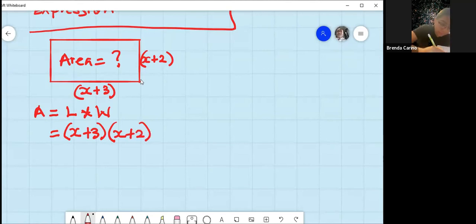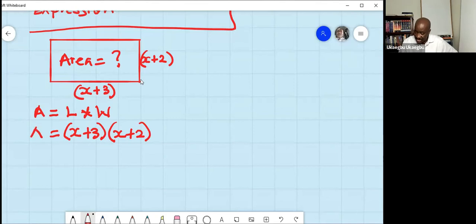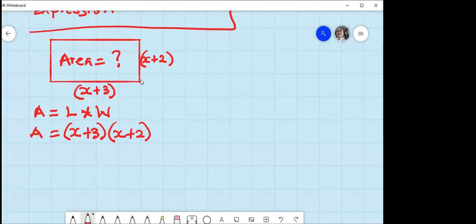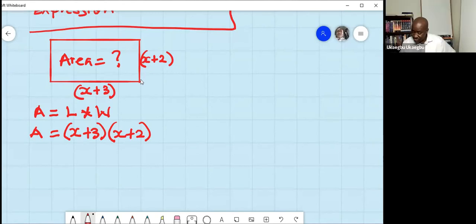Okay. So if we want to get the area now, what mathematical technique do you think we need to use in order to multiply these two expressions? Distributive property. Thank you. So that's what we are going to apply now. You see, x plus 3 and x plus 2 are both factors, right? So now we are going to use distributive property.